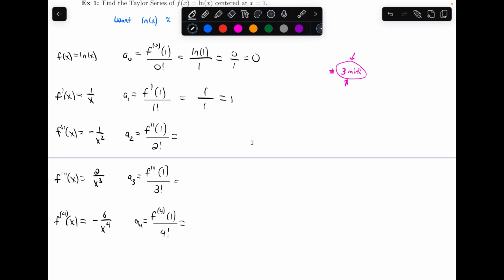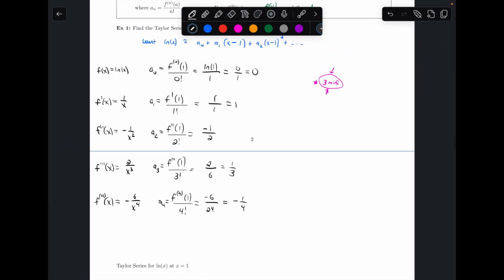So if I plug 1 into the second derivative here, I get negative 1, and the 2 factorial is 2. If I plug 1 into my third derivative, I get 2, and 3 factorial is 6, and that simplifies to 1/3. If I plug 1 into my fourth derivative, I'll get negative 6, and 4 factorial is 24, and that just becomes negative 1/4. So I said I just wanted to get up until A4.